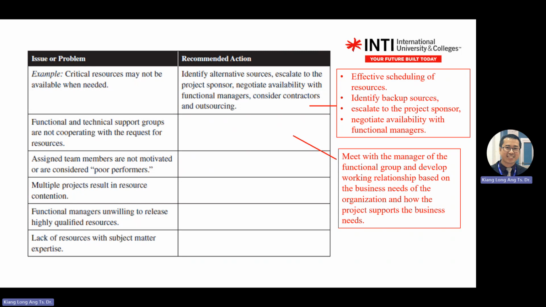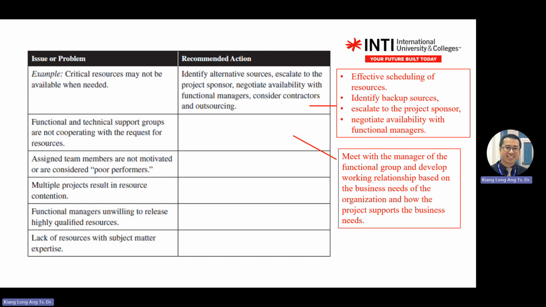and how the project supports the business needs. You need to make them understand that actually they are very important to share resources. If not, if they do not share, then maybe no bonus at the end of the year. So everyone, you and me also, not good. So you need to share resources.